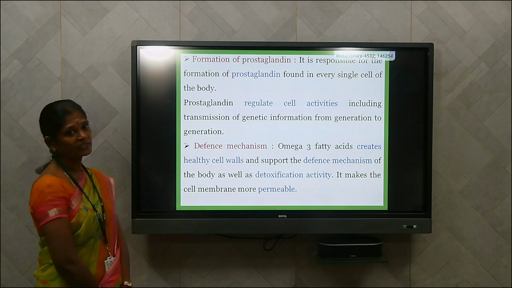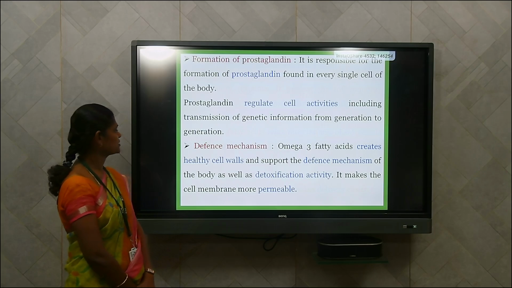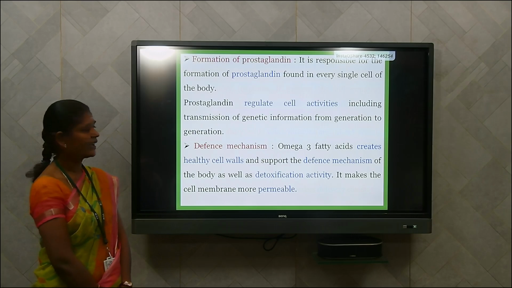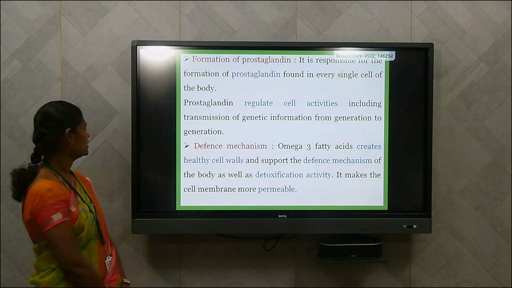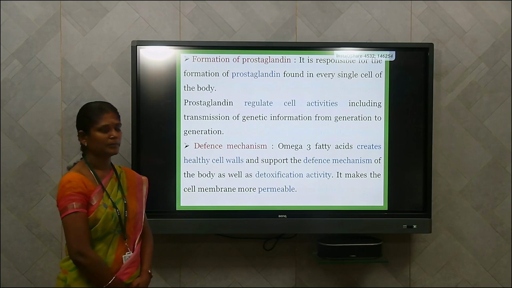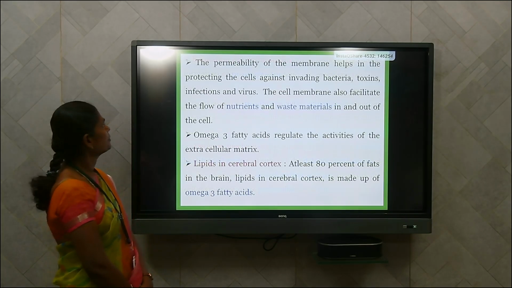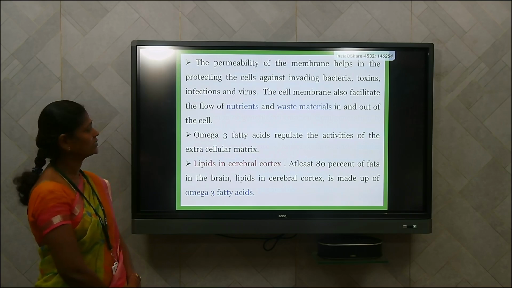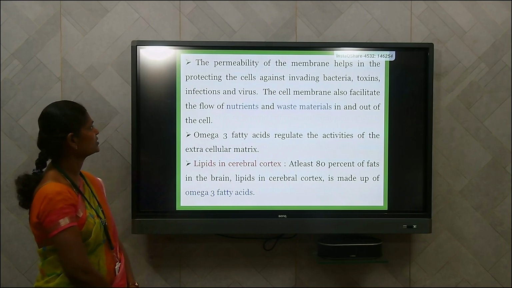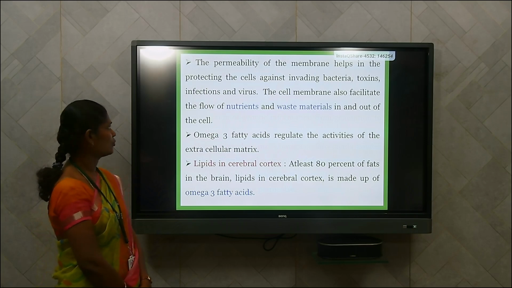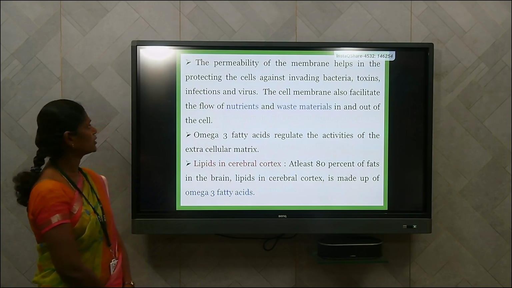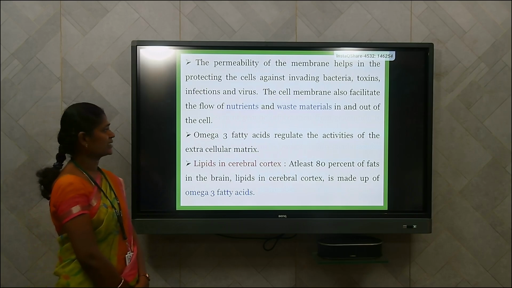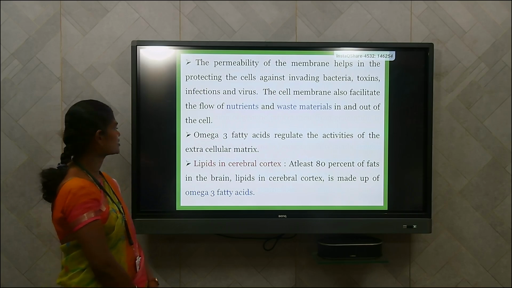Omega-3 fatty acids also support defense mechanisms. They create healthy cell walls and support the defense mechanism of the body as well as detoxification activity, making the cell membranes more permeable. The permeability of the membrane helps protect the cells against invading bacteria, toxins, infections, and viruses. The cell membrane also facilitates the flow of nutrients and waste materials in and out of the cell, and omega-3 fatty acid also regulates the activities of the extracellular matrix.